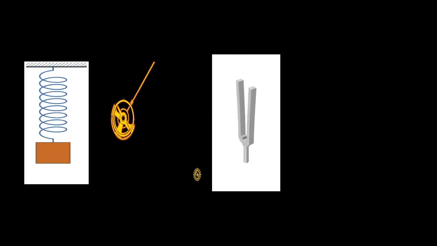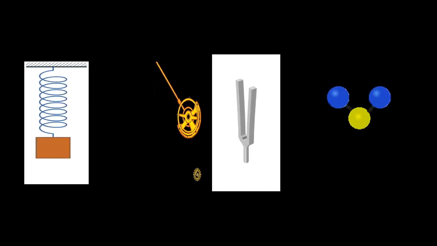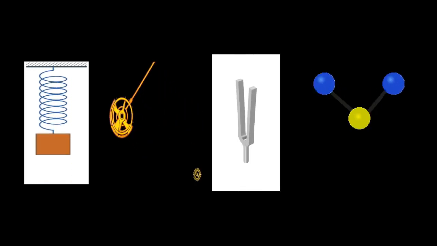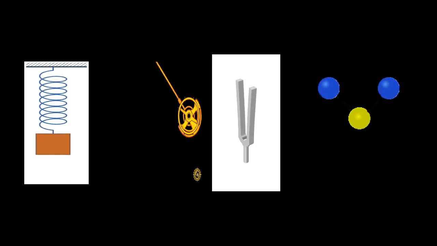Welcome to our channel. In this video, we will explain simple harmonic motion. Some familiar examples of objects that can perform simple harmonic motion are a mass suspended on a spring, pendulum, tuning forks, and vibration of molecules. This type of motion repeats itself over and over again in a constant time interval.